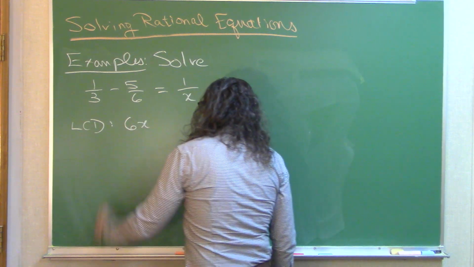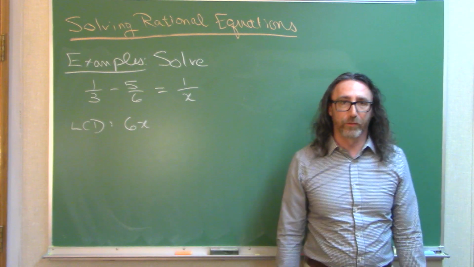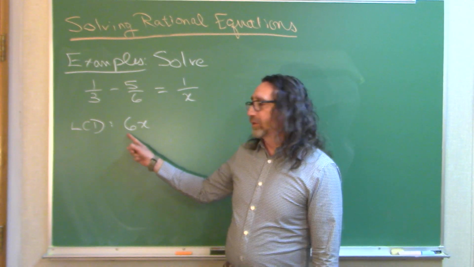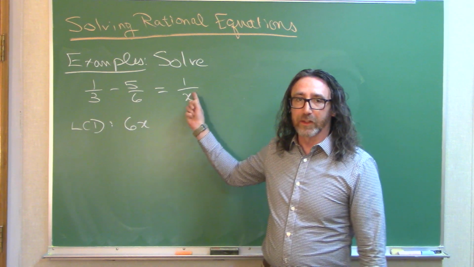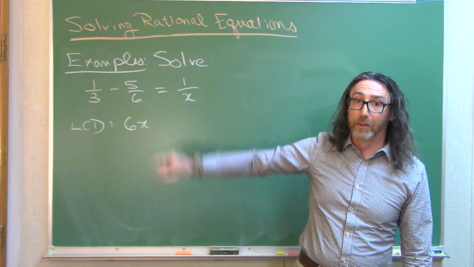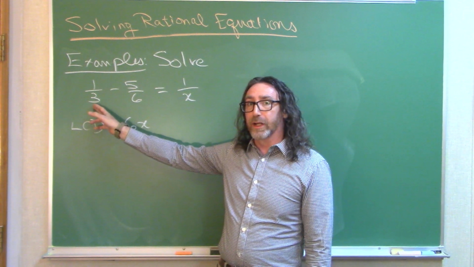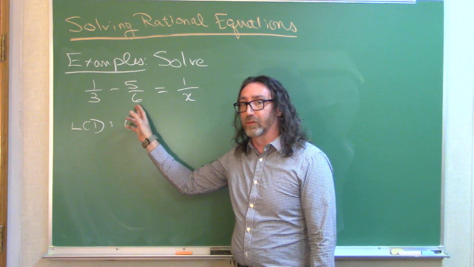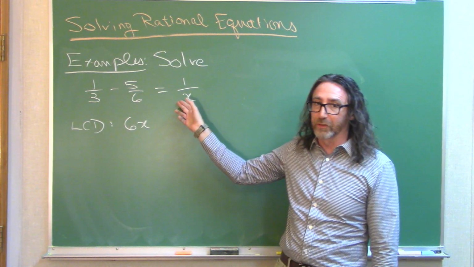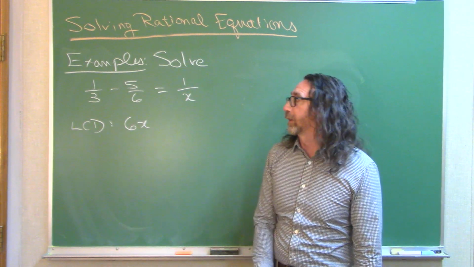Okay, so my LCD is 6x. 3 divides into the 6, and the x divides into the x. Okay, 3 has to divide into my LCD evenly, 6 has to divide in evenly, and x has to divide in evenly, so that's why I need that x there.